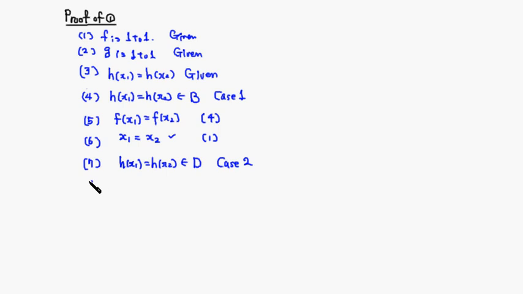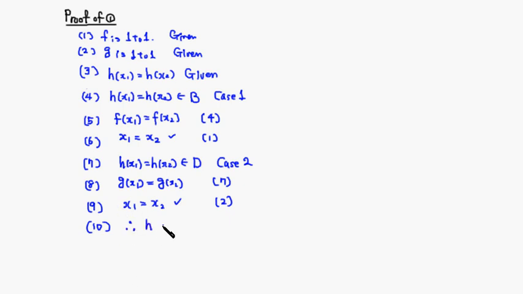Then 8, the only function that hits D is g. So it's going to be g of x1 and g of x2, which comes from 7. But g is 1 to 1, which comes from line 2. So we know that x1 has to be equal to x2. So therefore, in either case, we get x1 equals x2.